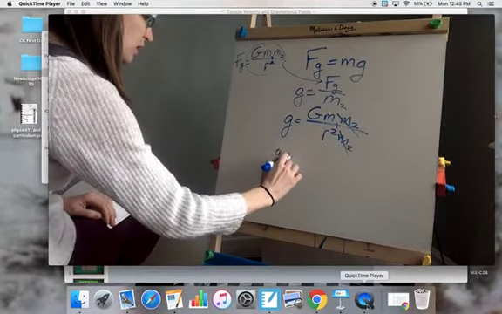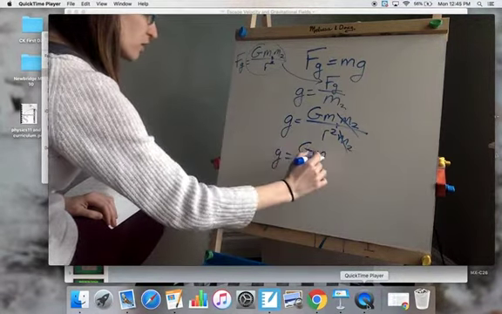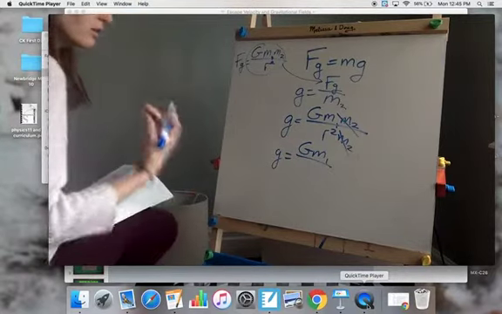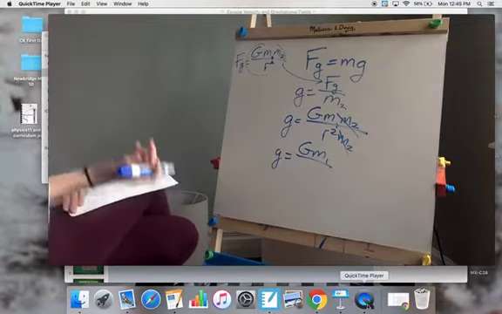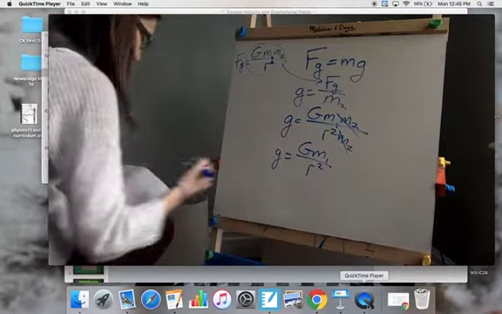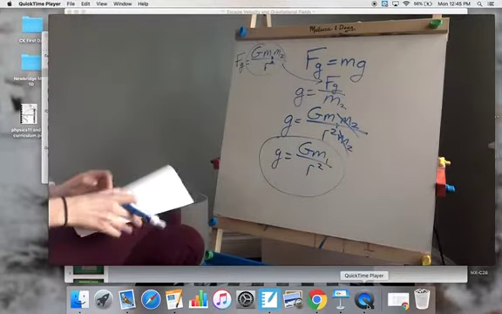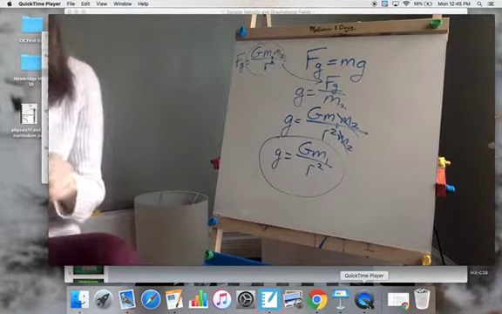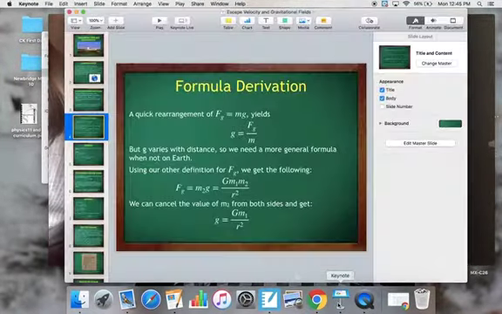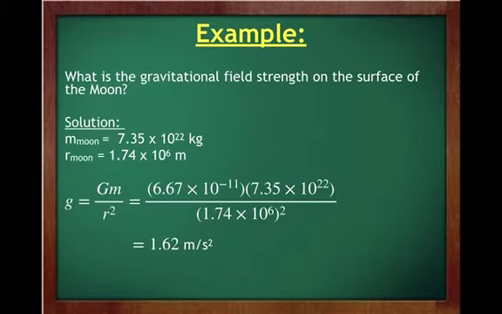So g can just be termed as the universal gravitational constant multiplied by the mass of the large object, the planet that we're on or the thing that we're orbiting, divided by the distance between them squared. So that can be our new definition for lowercase g that we can deal with. That is something that we'll definitely use, so let's use it now in another example.